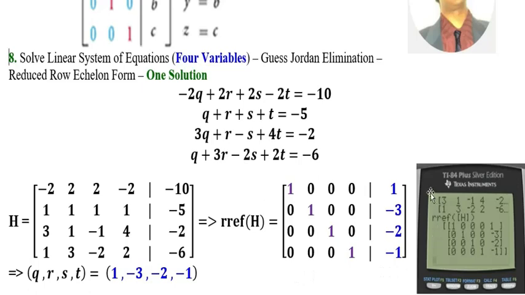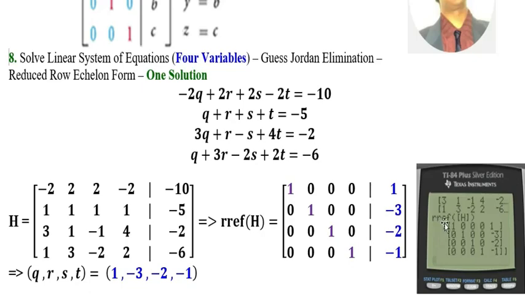And here is, we create a matrix H in the calculator, which is minus 2, 1, 3, 1 for Q. For R, 2, 1, 1, 3. For S, 2, 1, minus 1, minus 2. For T, minus 2, 1, 4, 2. Augmented with minus 10, minus 5, minus 2, minus 6.